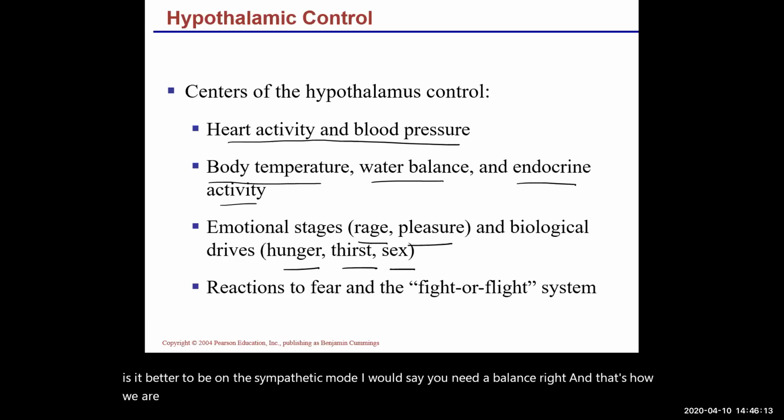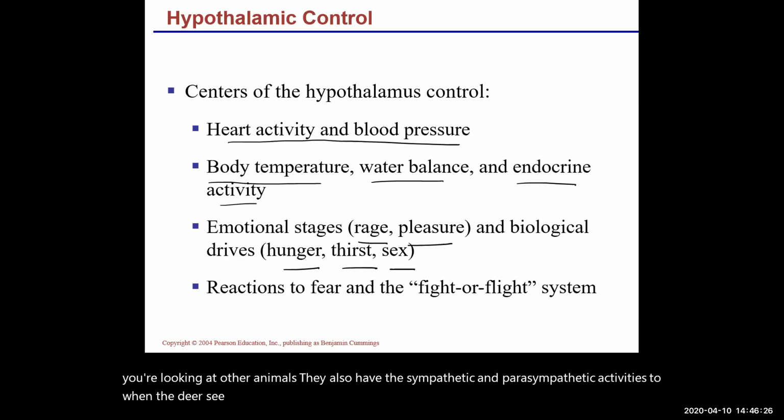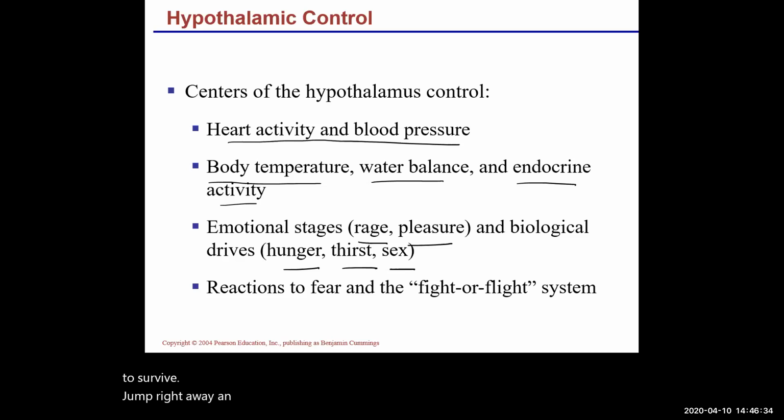Our evolution built up based on sympathetic and parasympathetic. And when you're looking at other animals, they also have the sympathetic and parasympathetic activities too. When the deer see the wolves, sympathetic activity kicks in, and that allows that deer to survive and jump right away and flee from that danger.